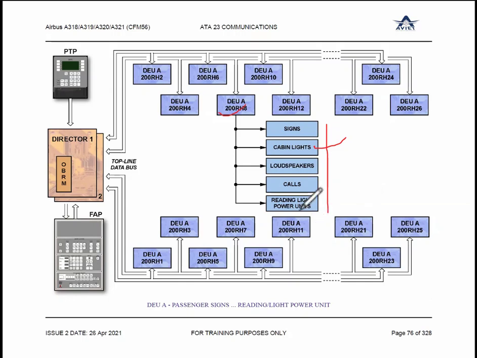Then you have a loudspeaker for audio purpose. Call buttons are available. They are also controlled. And reading light power unit. Reading light power unit means every passenger has a reading light. So they are also controlled by DUA. It means whatever the functions you are having over the passenger service unit, they all are going to decoder encoder unit, which is located nearby, the seat in the COE panels. Clear, sir? Details we will see subsequently.